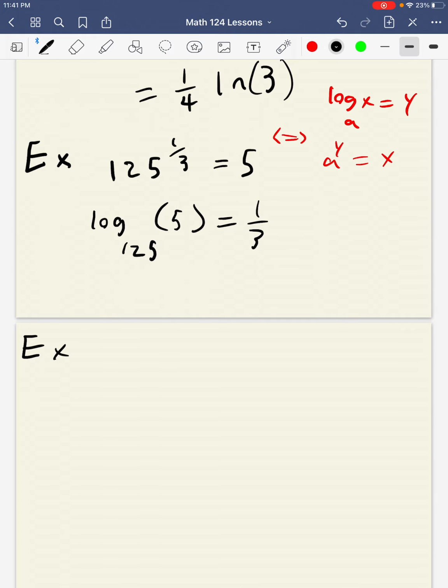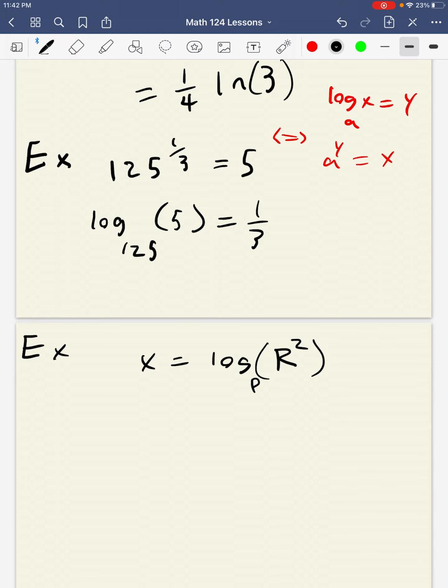Let's try going in the other direction now. Let's look at the equation x equals log with a base p, some number r squared. So let's convert this into an exponential equation. Well, we just use this equivalency here. So our base is p. So it's p to the x equals r squared. Okay.